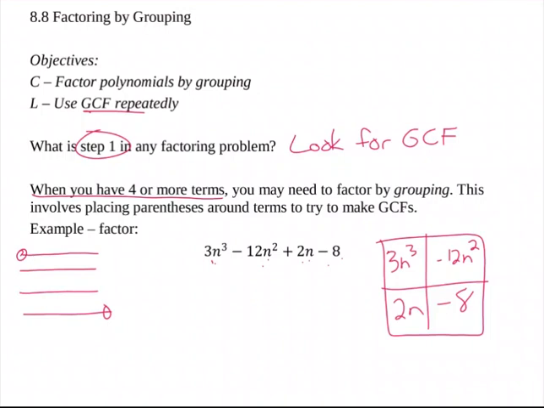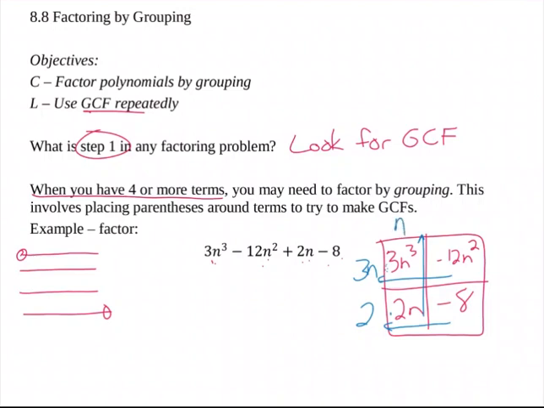So now what we want to do is factor out our GCFs across each row and down each column. And remember, the lead box determines the sign of the GCF that you pull out. So for the top row, the GCF is 3n, and the lead box was positive here, so I'm just pulling out a positive 3n. For the bottom row, the lead box here is positive, so I'm pulling out a positive 2. For the first column, the lead box is positive again. The GCF is 1, and then there's an n in both, so just 1n.